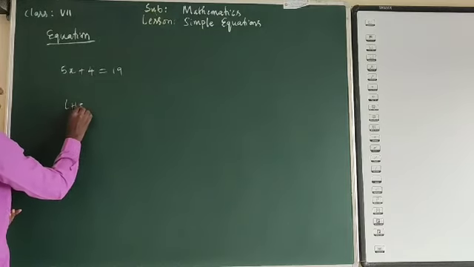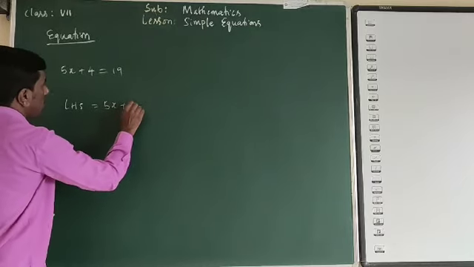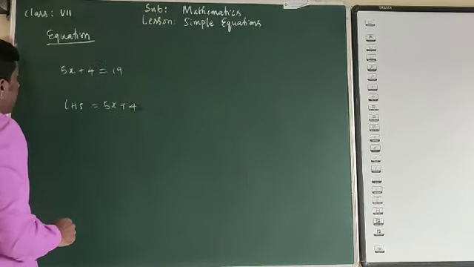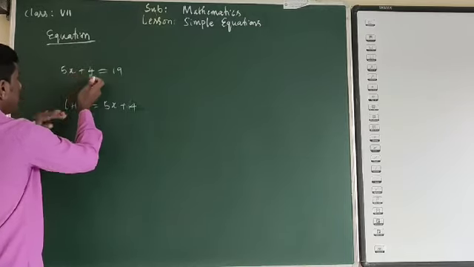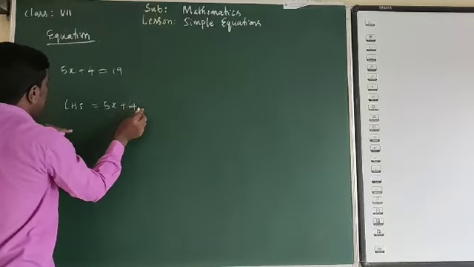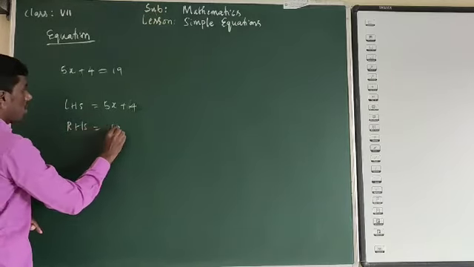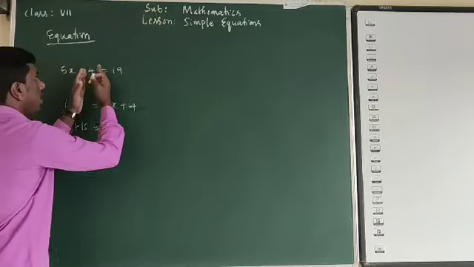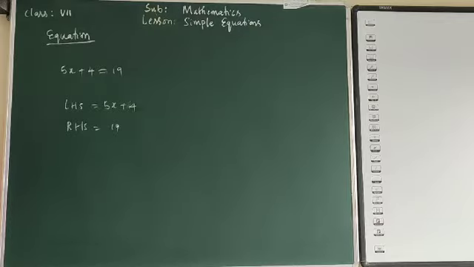Here the LHS is 5x plus 4, which is on the left hand side of the equal sign. Since I have the equal sign, this is an equation, right? The RHS is the value on the right hand side of the equal sign.